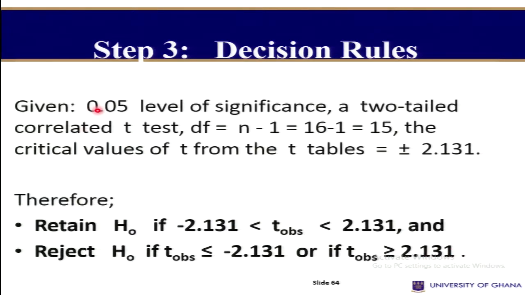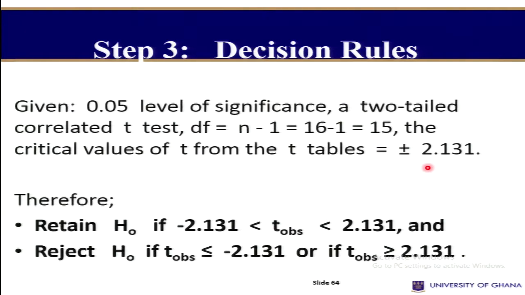So here, since we have not been given any level of significance, we go by the social science convention. So here, given 0.05 level of significance and a 2-tail correlated t-test with a DF of n minus 1, which is equal to 16 minus 1, because we have 16 participants in each of the groups. So that's 15. The critical value of t from the t table. So if you read DF of 15 for a 2-tail with 0.05 level of significance, you get a critical value of plus or minus 2.131. So this is what we are going to use to set our decision rule.